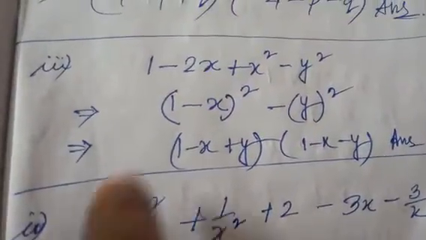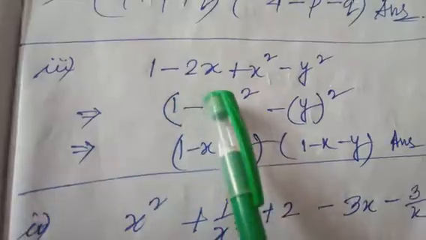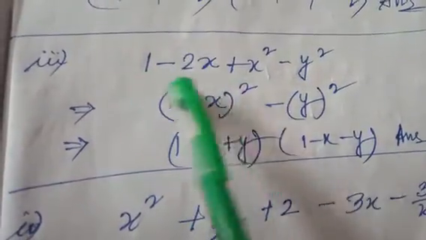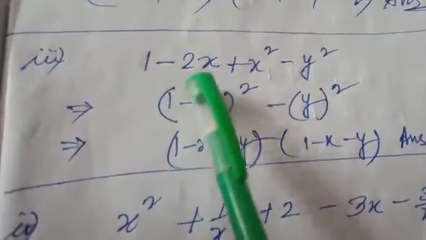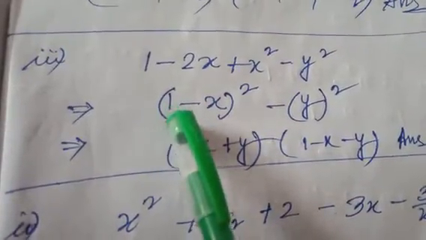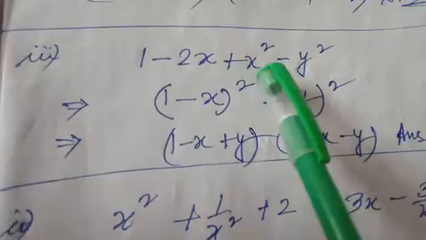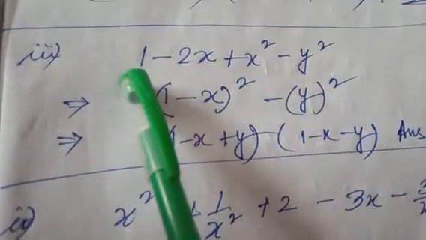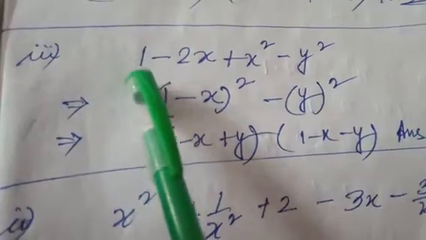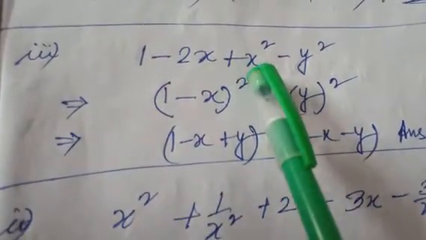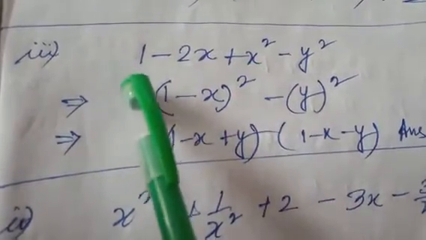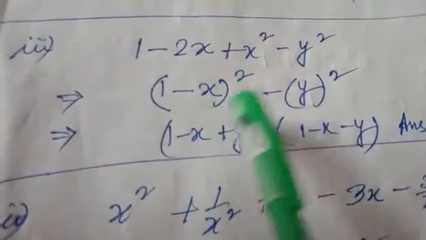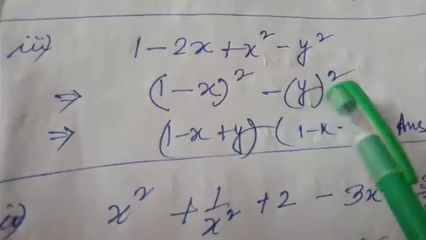Next sum 3. 1 minus 2x plus x square minus y square. These three will form a minus b whole square, a square minus 2ab plus b square. A square is 1 square, b square is x square, so it will be a minus b whole square, where a is 1 and b is x, and minus y square is y whole square.